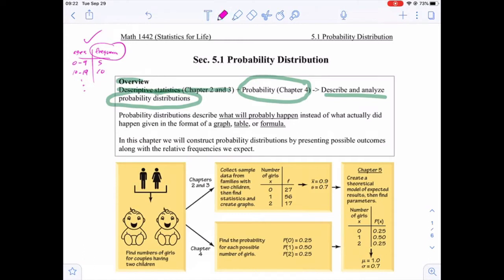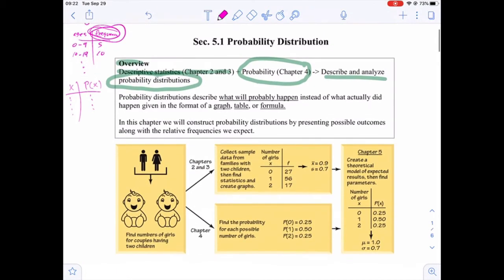By probability distribution, we mean a distribution that includes, instead of frequency, the probability of some variable, and we'll talk about this variable later. Here we have values of that variable, and here probabilities of that variable. So this is called a probability distribution if it satisfies some conditions. We'll talk about this in this section. In this chapter, we will construct probability distributions by presenting possible outcomes along with the relative frequencies we expect.